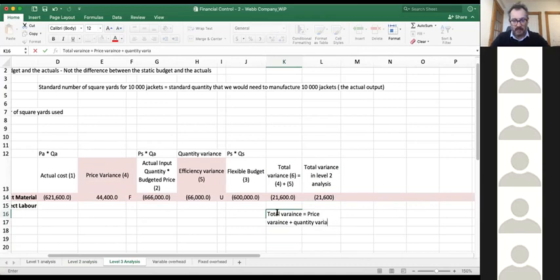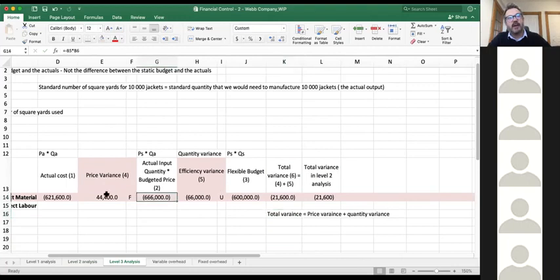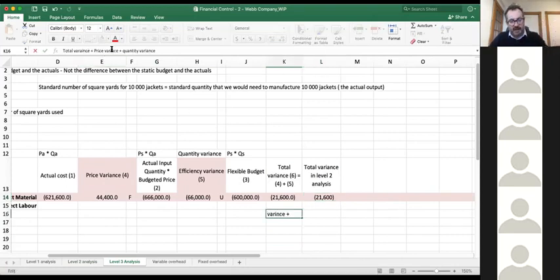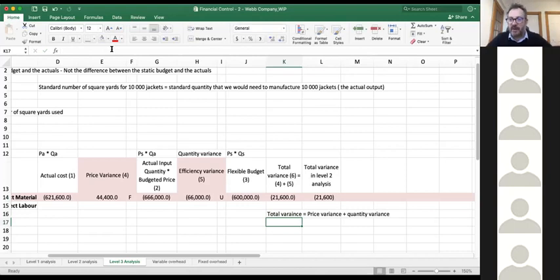Okay. So adding back these two variances are calculated here and here. I'm just checking that I have the same thing as in the level 2. Okay. If it's the same, maybe it means that my calculations are correct.